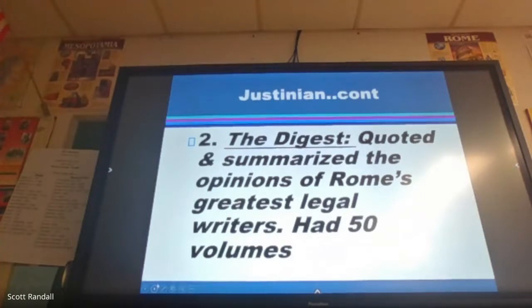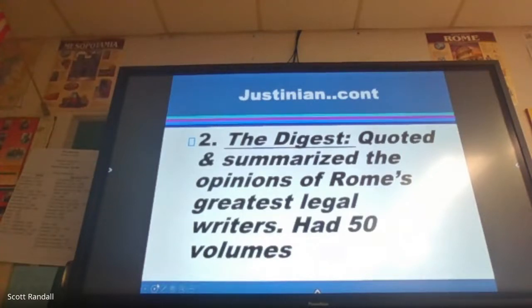A lot of times, judges today will use precedents to determine their decisions. This had about 50 volumes. This in and of itself was a massive endeavor that would have been absolutely insane to go through. And if I was Tribonian, I would be pissed off that Justinian's name is associated with it and not mine, because I'm the one doing all the work. But he's the emperor. It is what it is.